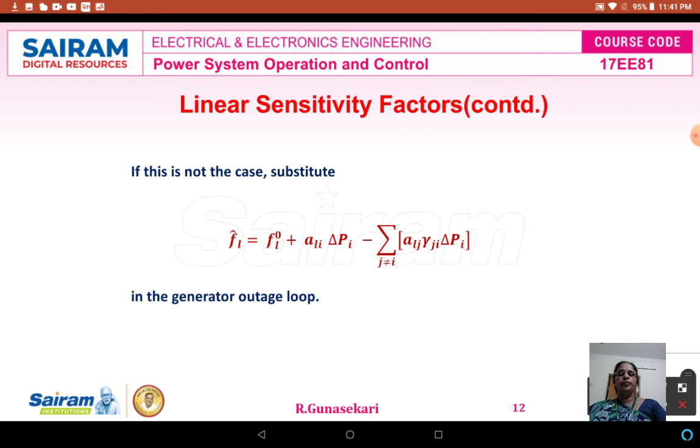Now you see the FL vector equals FL naught plus ALI del PI, minus the summation over J not equal to I of ALJ gamma del J del PI only. So this is in the generation outage loop.